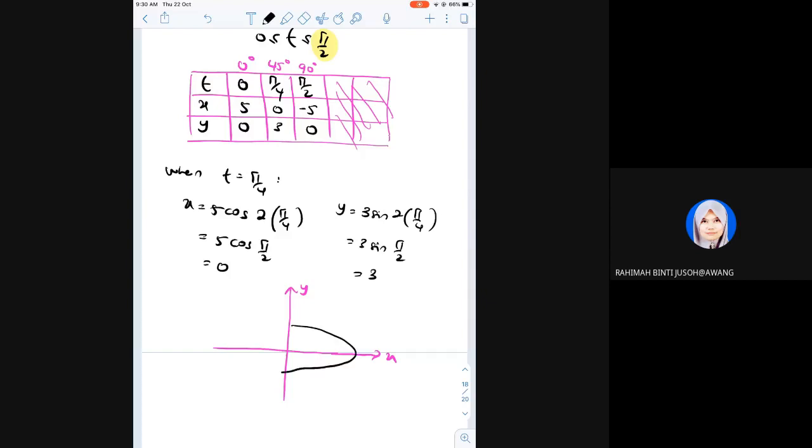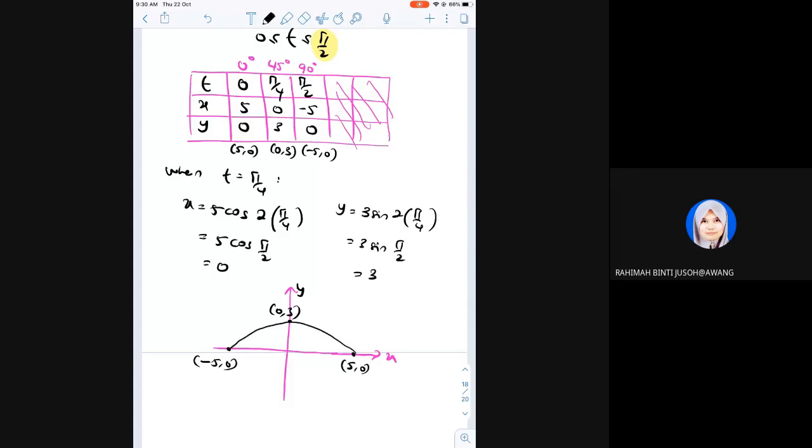Macam ni je. Okay. It's not like that. This is y. Dia start daripada, okay ni koordinat kita 5, 0. So here is 5, 0. And then this is 0, 3. So 0, 3 atas ni. And then negative 5, 0. So here, negative 5, 0. So this is the graph.